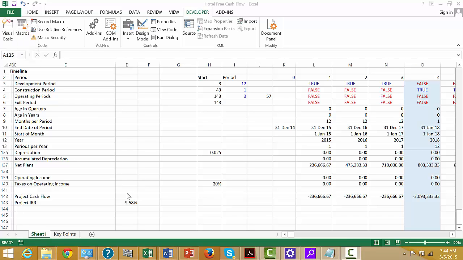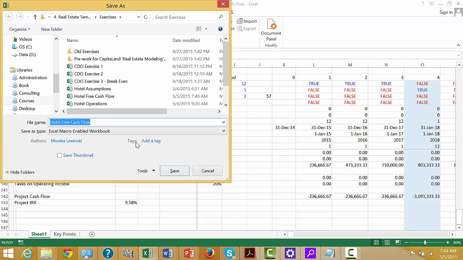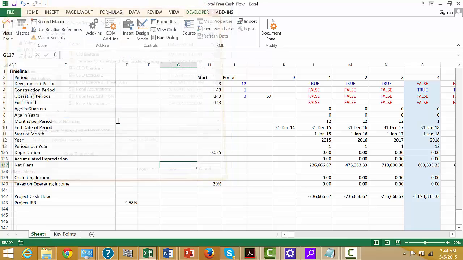What a bad start. I pressed F12, and this time we're going to do hotel financing. And I hope we're just about finished here. Okay.